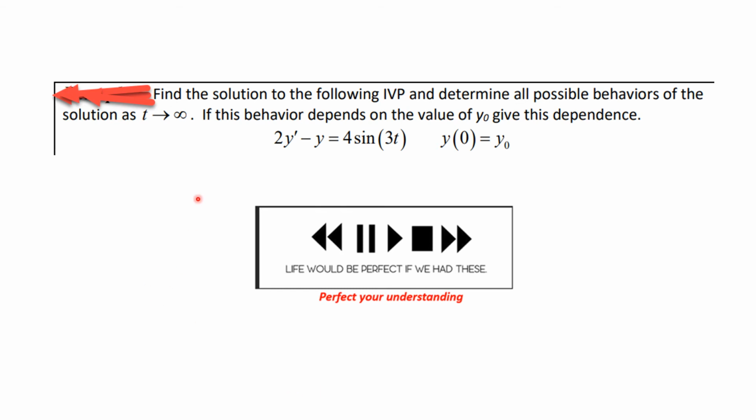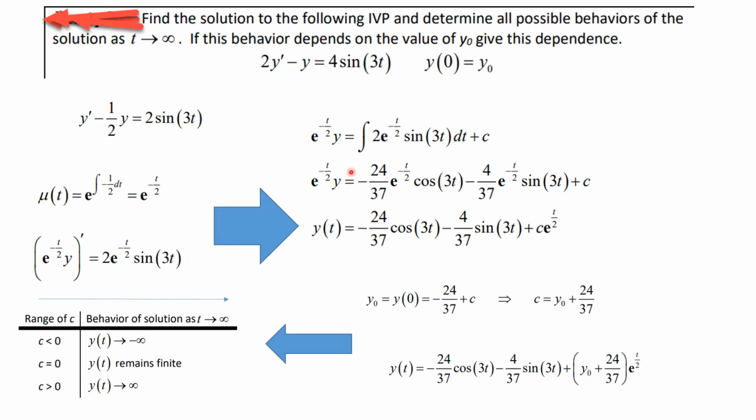Here we're to find the behavior of the following IVP as t tends to infinity. A lot of times this is a question that is asked in a differential equations course. And if this behavior depends on the value of y0, we're just saying that's a general number. It is a number, but it's a general number. I'll talk about the dependence. You know what to do. Let's see how you did.